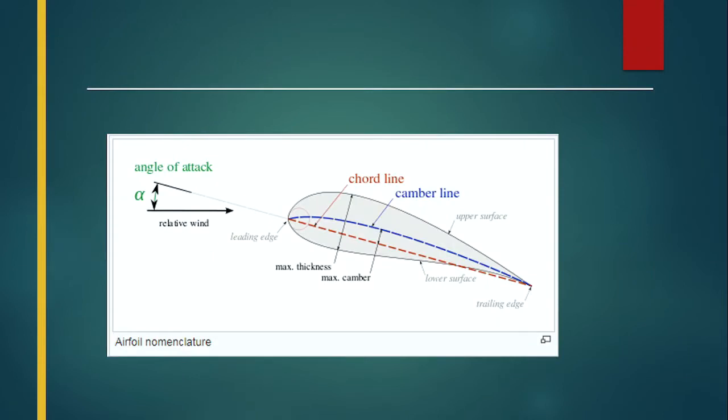So first we shall see the basic nomenclature of an airfoil. An airfoil can be characterized based on chord length and camber. The chord is the line joining the leading edge and the trailing edge, and the length of this chord line is the chord length. And camber is a line that is the midpoint between the upper and lower surface of the airfoil.